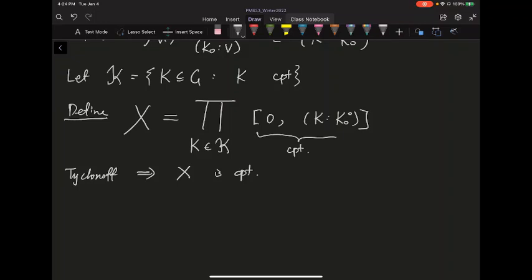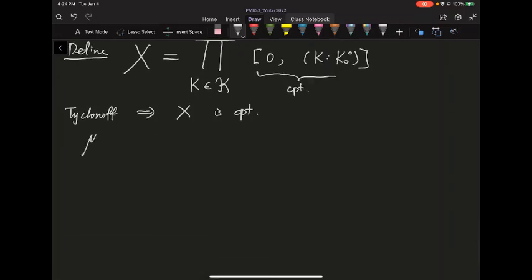This is a huge space, and each of these mu_V can be thought of as an element inside this X. By the following embedding, I can just treat it as mu_V on the Kth copy. I evaluate its value at this compact set K. In this way, all these mu_V functions we can think about as elements inside a compact, maybe not metric space, but a compact topological space.